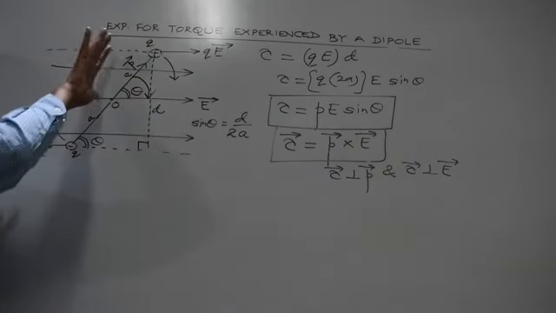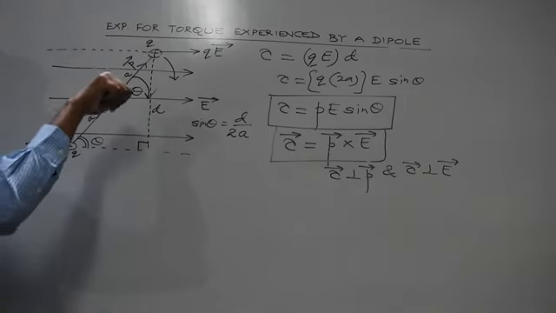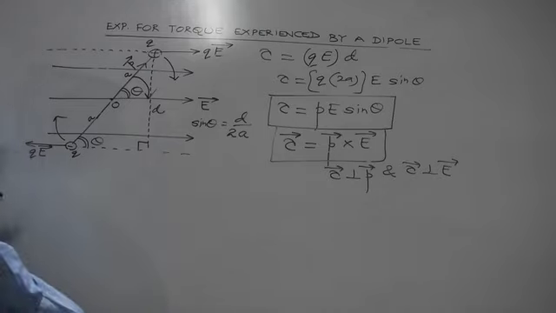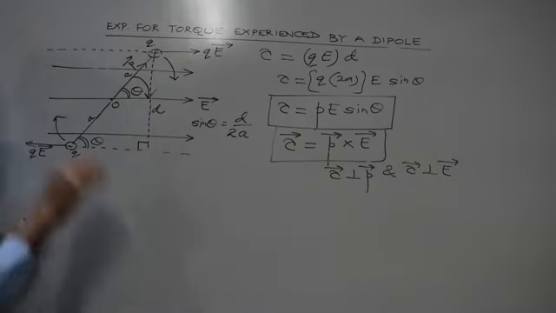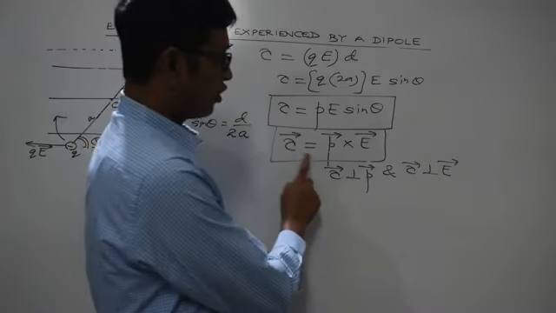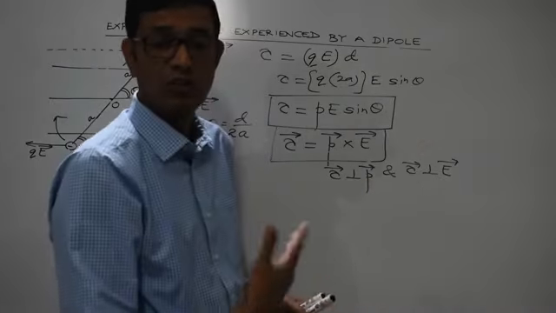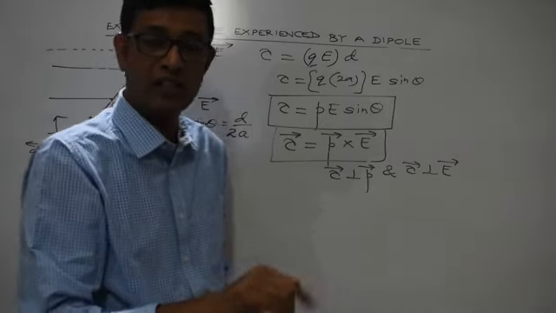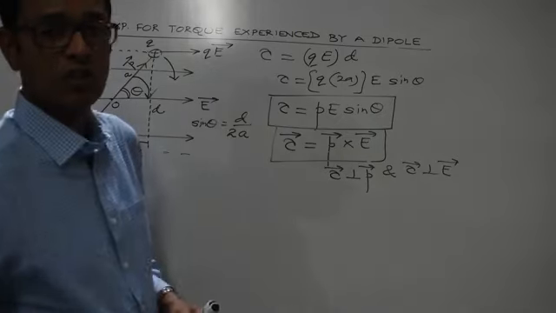So, let's make use of this rule. In this case, the thumb will represent the direction of torque. The direction of the torque is perpendicular to the plane of the whiteboard, which contains the p vector as well as the E vector, and directed inwards. So, the direction of torque is perpendicular to both the p vector and the E vector, or in other words, perpendicular to the plane containing the p vector and E vector and directed inwards. So, that's the direction of torque.